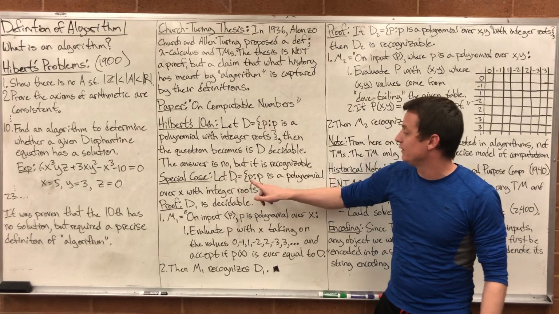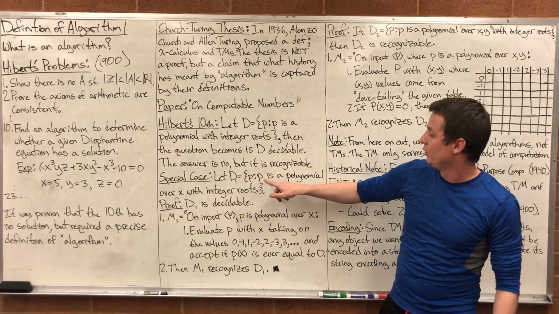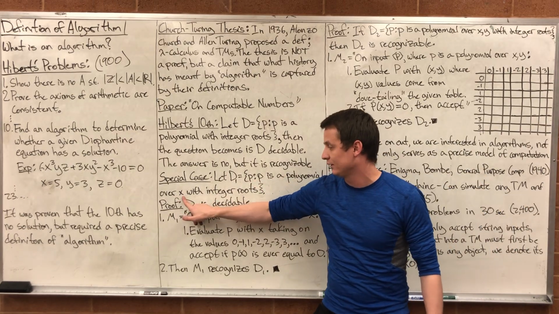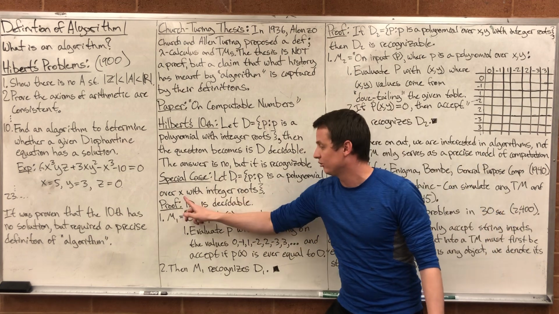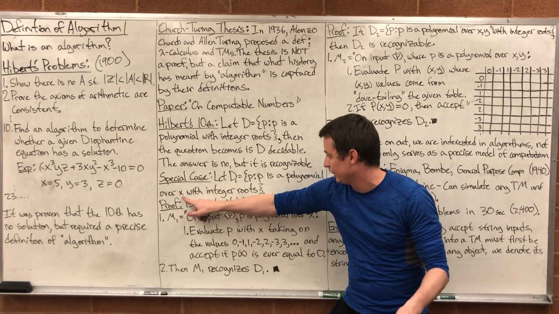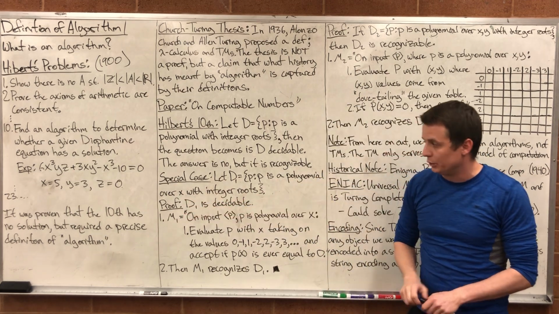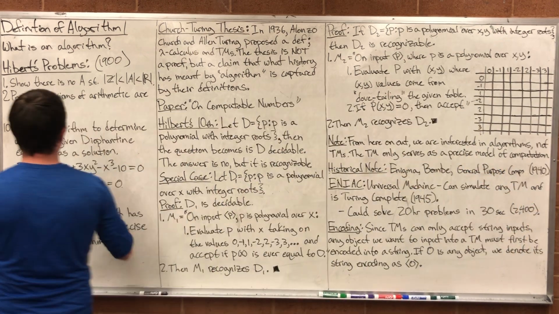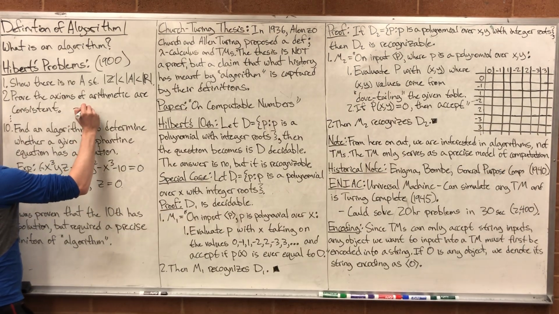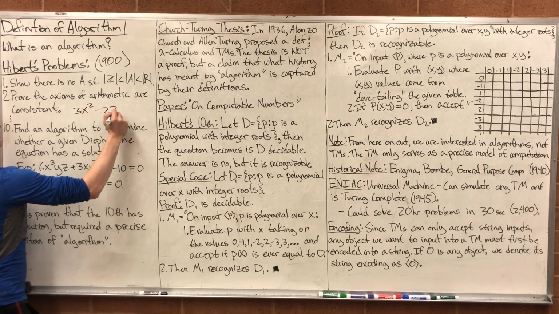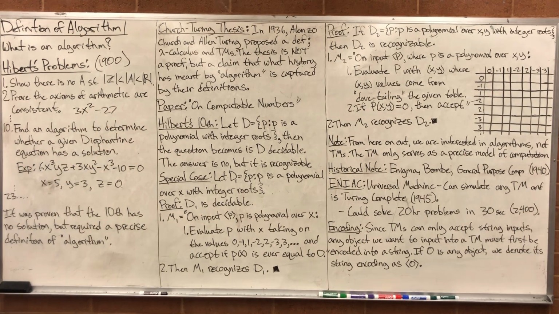So let D1 be the set of all polynomials p, where p is a polynomial over x, with integer roots. A polynomial over x just means it's a polynomial where x is the only variable that shows up. So this would be something like 3x squared minus 27, there's one. And does that have an integer root? Yes. If I plug in 3 for x, it gives 0.